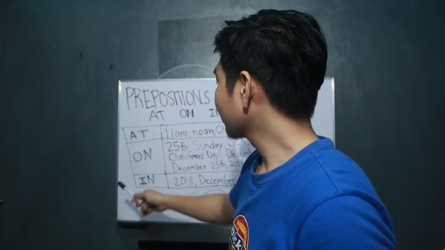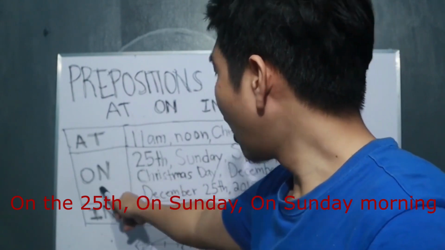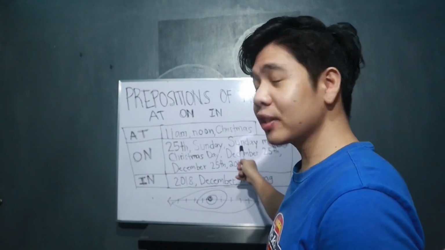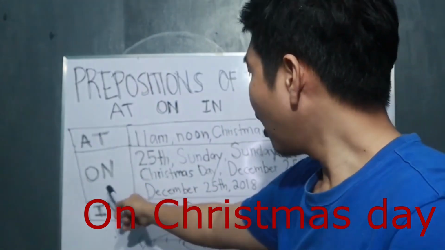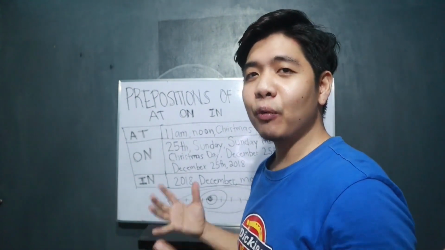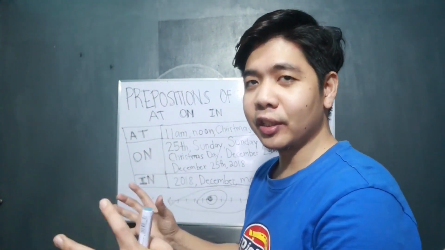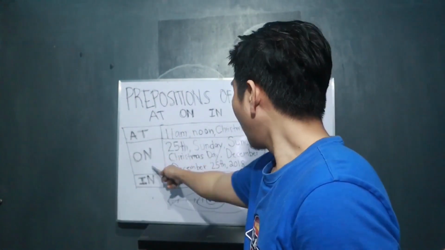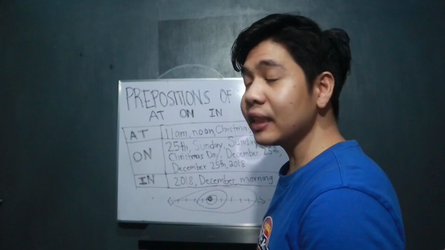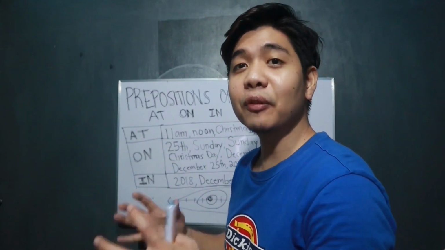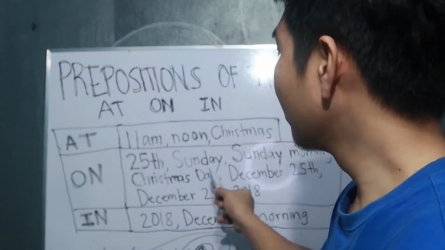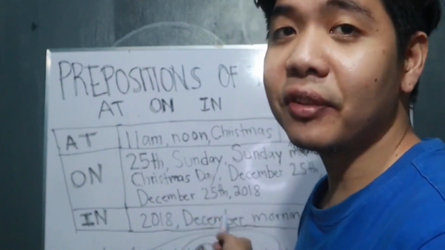on the 25th, on Sunday morning, the focus there is still Sunday. On Christmas Day, now we have the word day there, so now we know that it is referring to a certain day. On December 25th, 2018. This is a complete date. But our focus there is also the day, 25th.